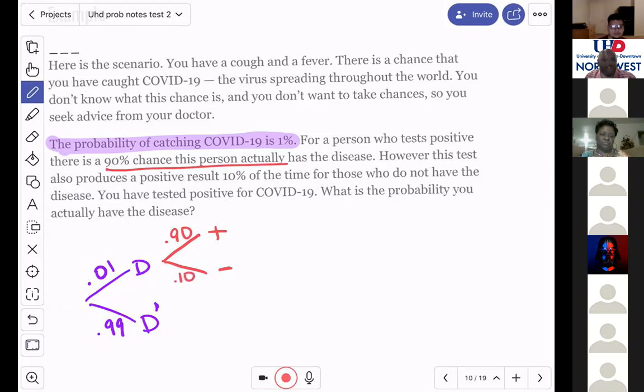If you don't have the disease, you can also do what? Test positive or negative. What percentage of the people test positive that don't have the disease? 10%. What percentage of the people test negative that don't have the disease? 90. There you go.